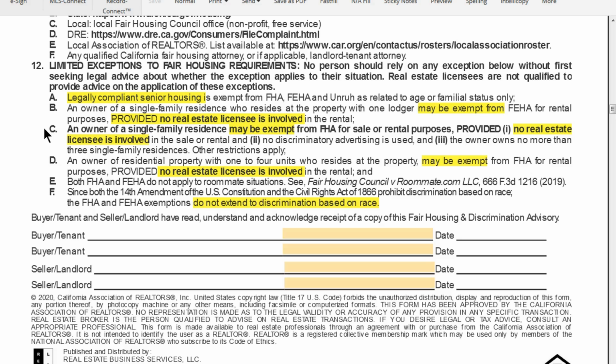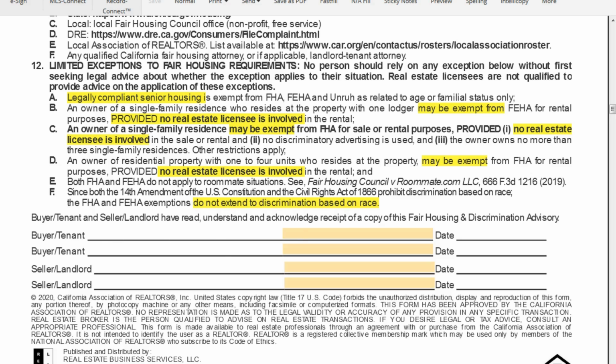C also says an owner of a single-family residence may be exempt in some cases if no real estate licensee is involved. D talks about an owner of residential property with 1 to 4 units may be exempt from FHA for rental purposes, provided no real estate licensee is involved, and that it also complies with E and F. All of these exceptions are there, but note that they do not extend to discrimination based on race.